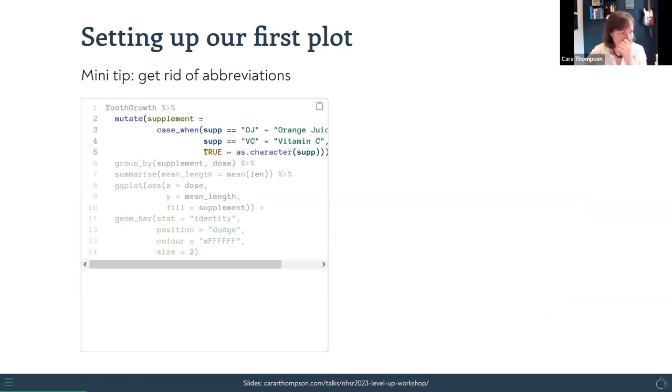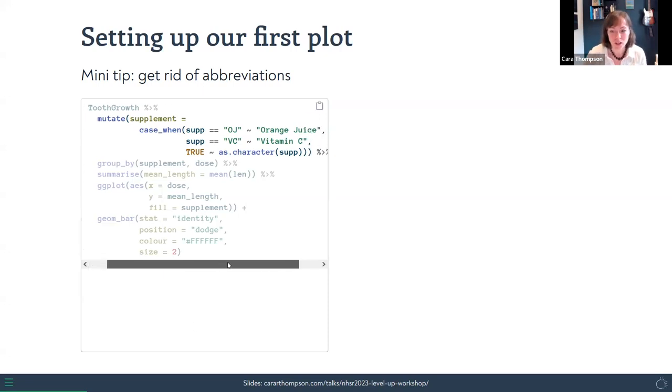And then first mini tip is to get rid of abbreviations. So it said sup and it said OJ and VC. We're going to make that supplement and orange juice and vitamin C. It just reduces a little bit of the cognitive load involved in processing a graph if you can give people actual words to read, because that's what we're used to reading.